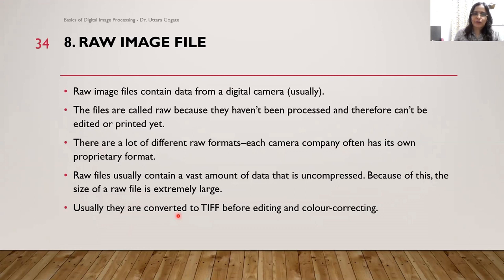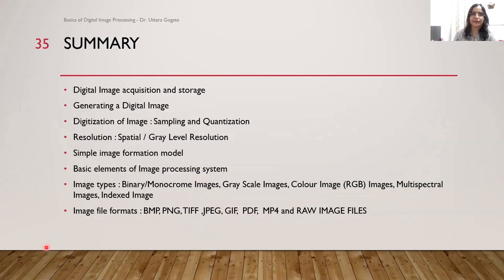Then you have to convert it into TIFF before editing or color correcting. As this raw data is not processed, there is no processing at all. That means no compression also, and that's why the size of the data is too high. So first you have to convert it at least into TIFF, which is a very basic format, and then only can you make certain editing and correcting.